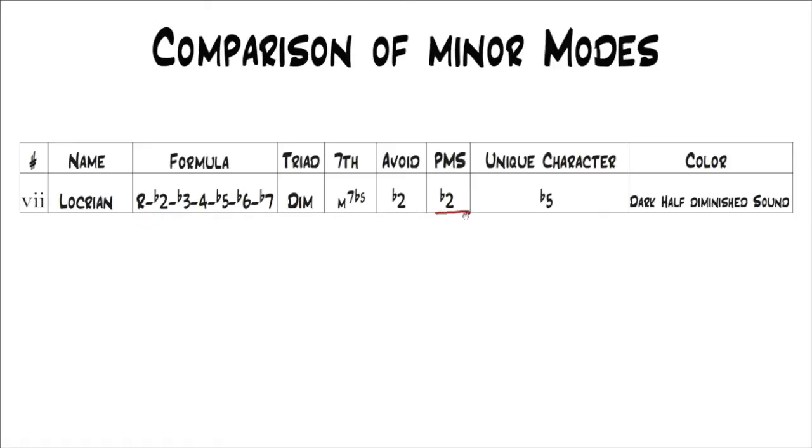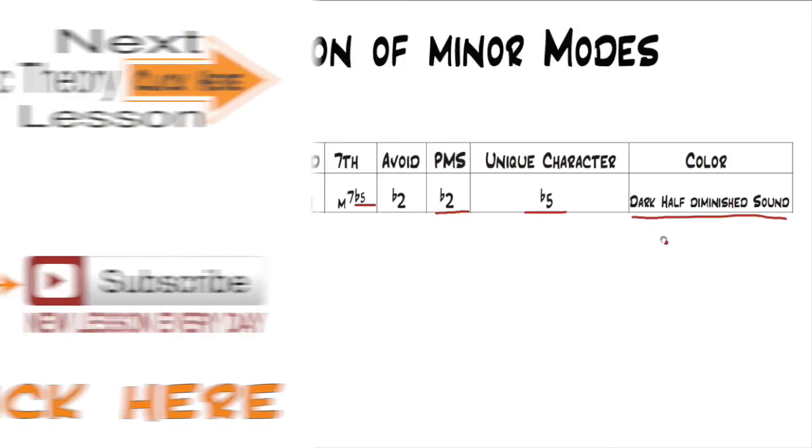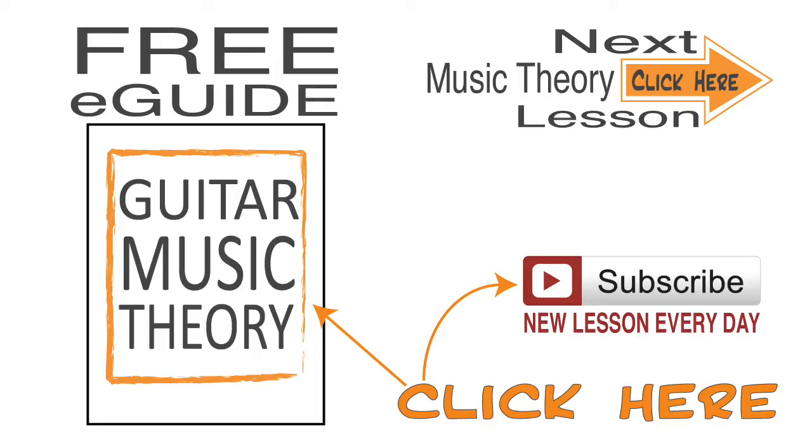Parent major scale is the flat second. The unique character, of course, is the flat 5. It's the only one with the flat 5, the only mode that creates the diminished triad or has that flat 5 in the 7th chord, and the color is a very dark half diminished sound, or minor 7 flat 5 sound. So that's a comparison of the minor modes.